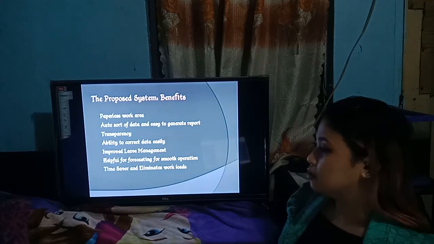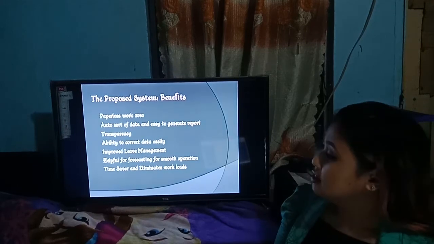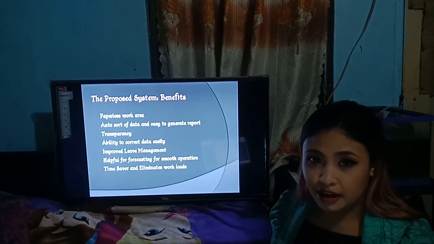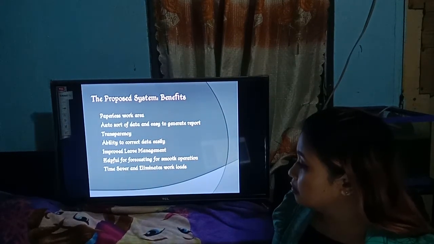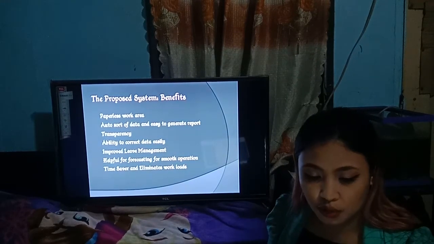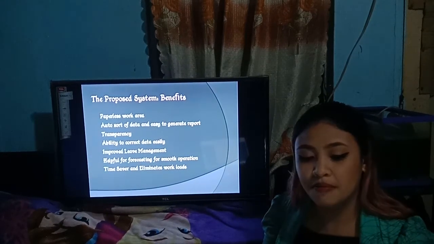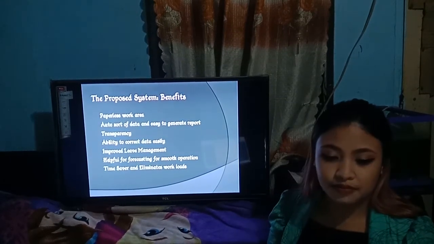Hence, accurate reporting from the system results in a smooth flow of operation. Number 7, the system helps to save time and eliminates numerous problems in the proposed system, such as heavy workloads. It will make the job easier for everyone.